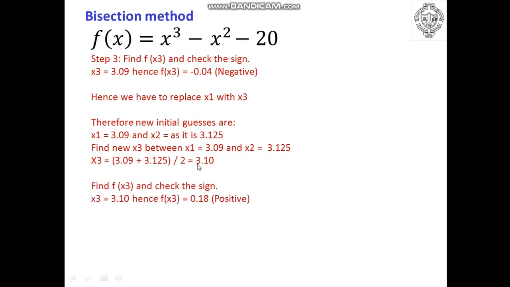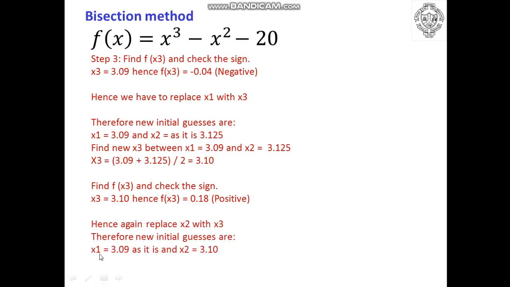So let us check the sign for this particular value. f of x3 is equal to 0.18, which is positive. So now here you can replace x2 with x3. So the new initial cases will be, the value of x1 will be as it is, 3.09, and the value of x2 is replaced, which is 3.10. Now find out the next value of x3 by considering these two values of x1 and x2. You will find that (3.09 plus 3.10) divided by 2 is equal to 3.095.